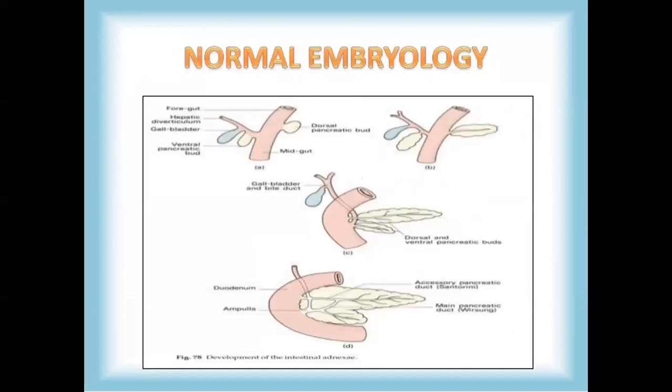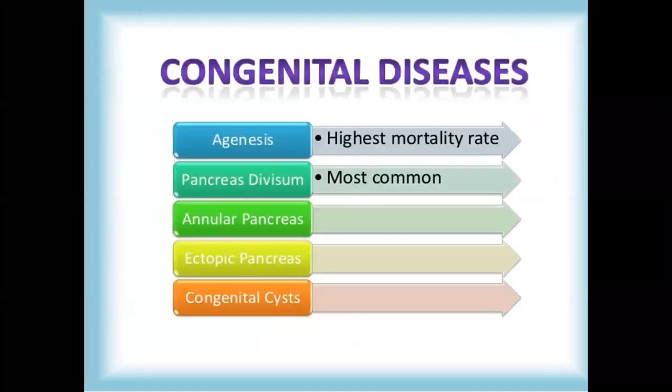Well, this is normal embryology of the pancreas. You can easily see it in the books. Now comes the congenital anomalies or congenital diseases of the pancreas. The first is agenesis, which has the very highest mortality rate. Pancreas divisum is the most common. Then there are annular pancreas, ectopic pancreas, and the congenital cysts.